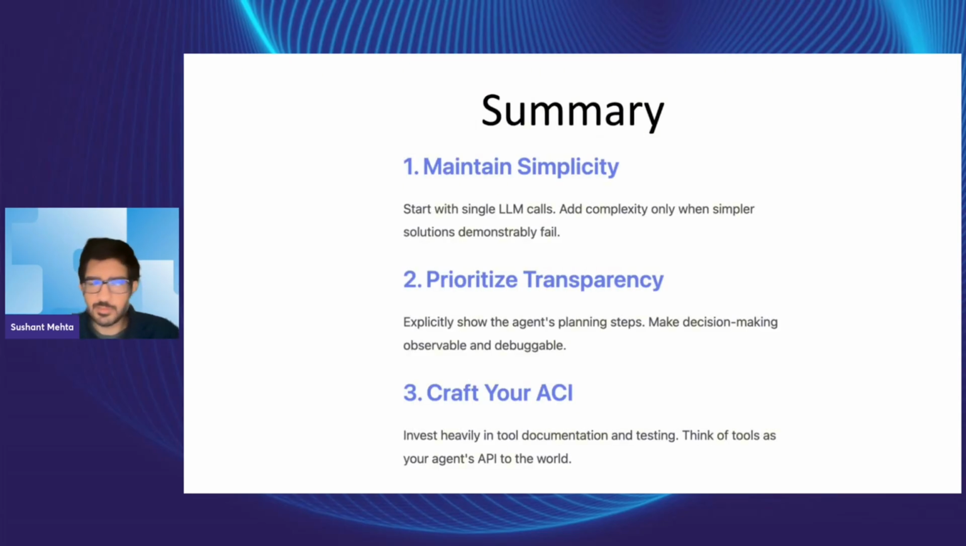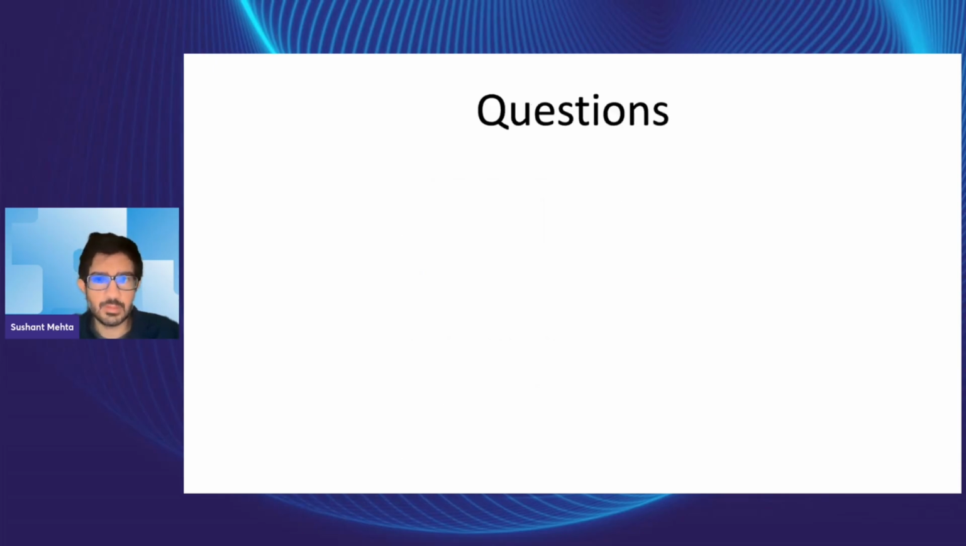Yeah, so to summarize, maintain simplicity, always have a bias for simplicity, and only engineer more complicated setups when you need to, and the problem statement is actually complex enough. Make sure you have complete transparency into what's going on behind the scenes, and use that for debugging and keep improving your agents. And always craft an agent computer interface, keeping the agent's perspective in mind. Make sure it has access to all the tools it needs, and give it all the context it needs, and you'll typically be surprised by how good a job it's able to do. Thank you.